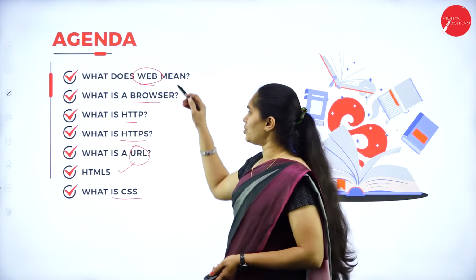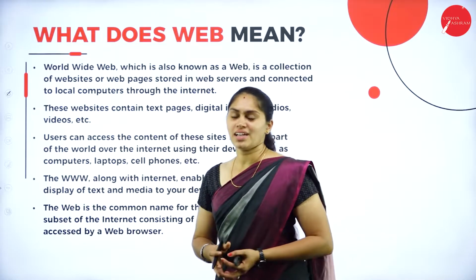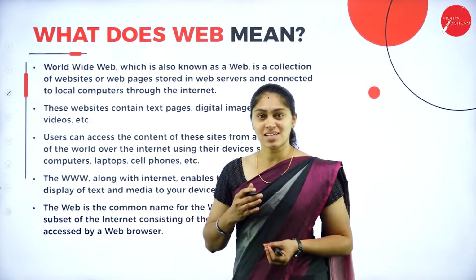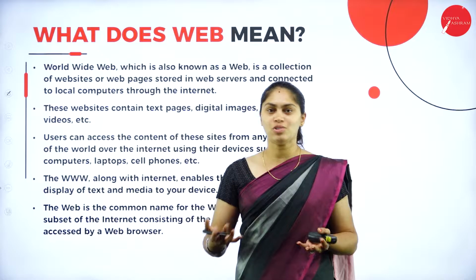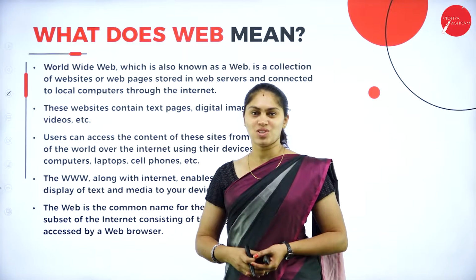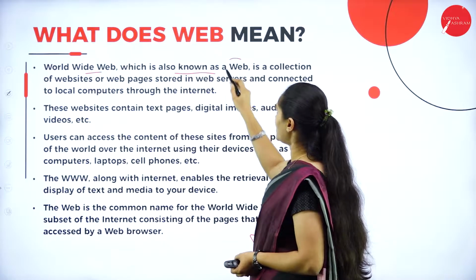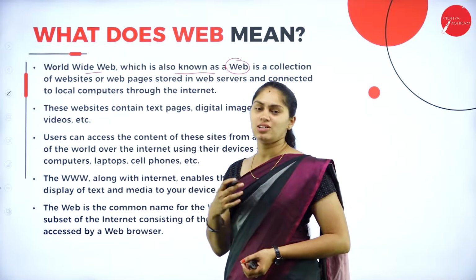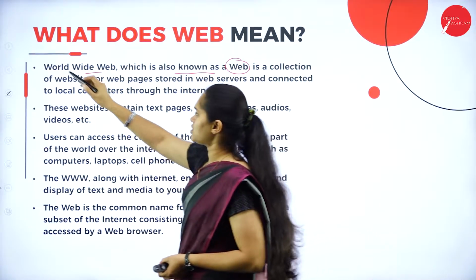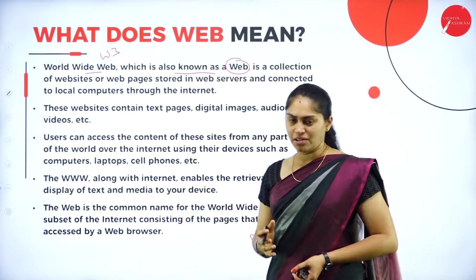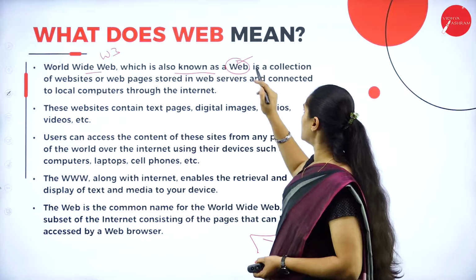We'll see about the web. We all know that we have data and we are accessing the data over the internet. But where do we have all those data and information? That is the World Wide Web, which is also known as the web. In short, we call it World Wide Web or W3. These three W's are considered as W3, so this is also considered as the web.